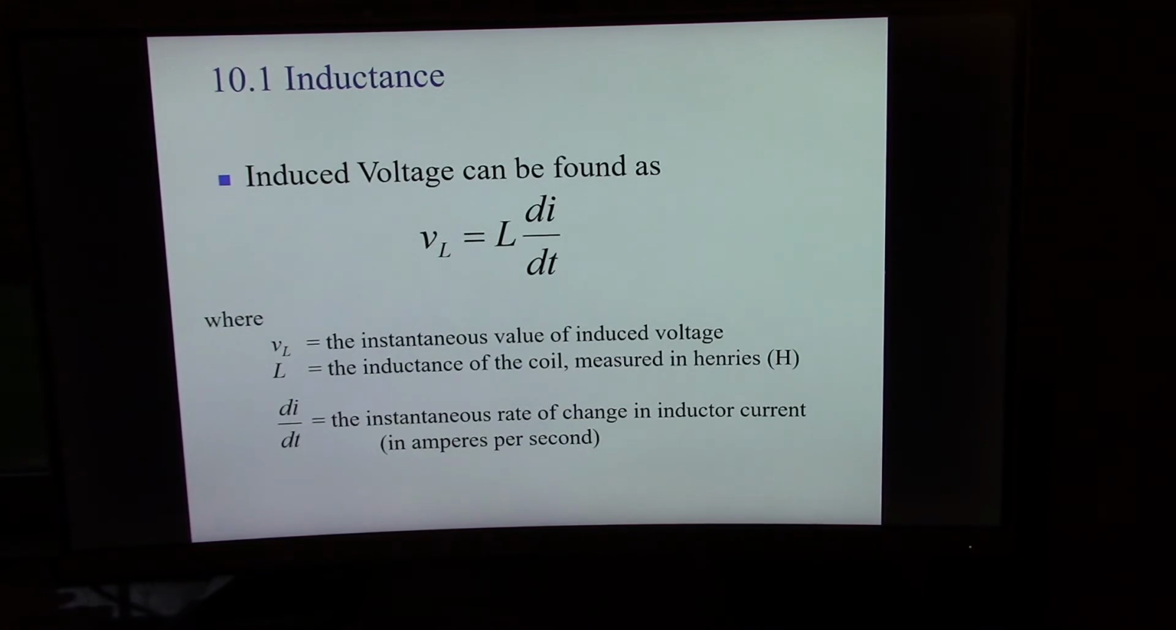And this is the formula for calculating the induced voltage. So V sub L is the instant voltage, so right here. This is the inductance, so like we were talking about resistors, we use the letter R. So inductors, the letter L. And this is the change in di and dt.